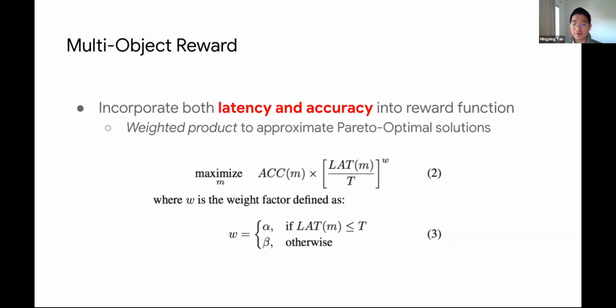We did a lot of study to see which way is best, but it turns out a very simple weighted product or weighted sum is good enough to approximate the optimal solutions. A simple way is like this: you can just do a product between your accuracy, ACC, and your latency constraint. Of course, you need some hyperparameter like W to balance the trade-off between your accuracy and latency. If you care more about accuracy, then you can lower the weight of latency. If you care more about latency, then you can increase the weight of latency.